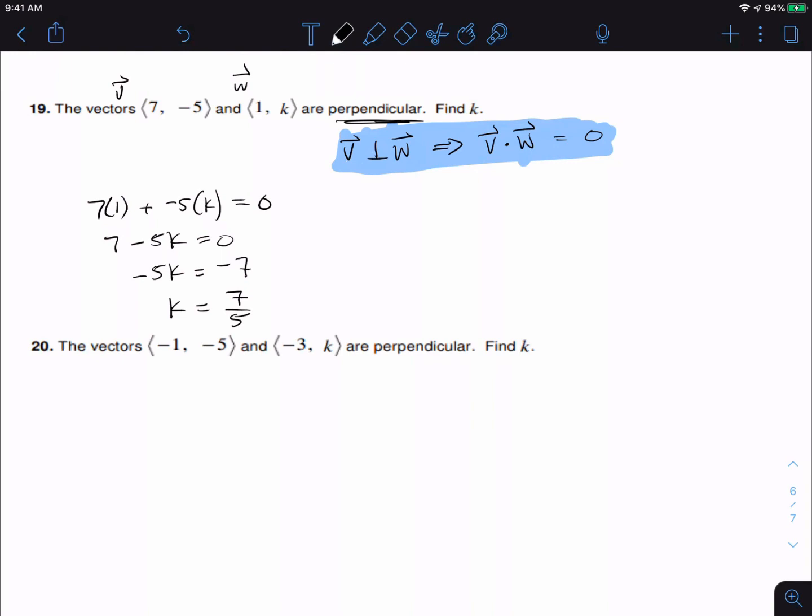I don't know. Let's see. Yeah, I think that's correct, actually. Yeah, I think it is 3/5. So what we're going to do is take the dot product, and so it's going to be negative 1 times a negative 3 plus a negative 5 times k. That should be equal to 0. So 3 minus 5k is equal to 0. So negative 5k is equal to a negative 3. So k is equal to 3/5.